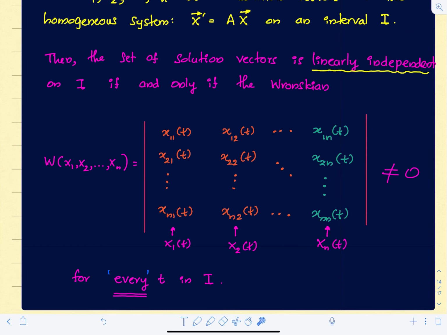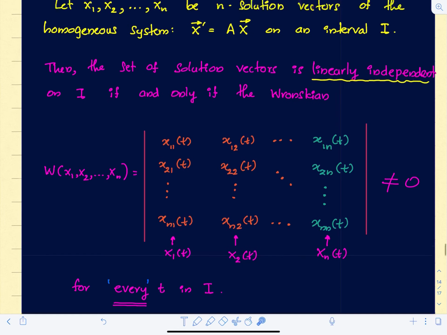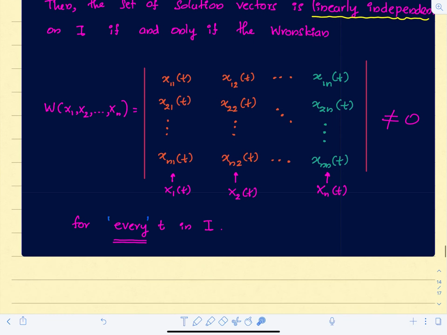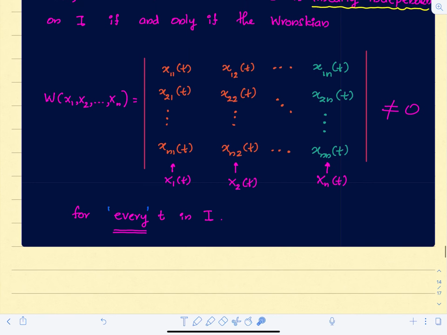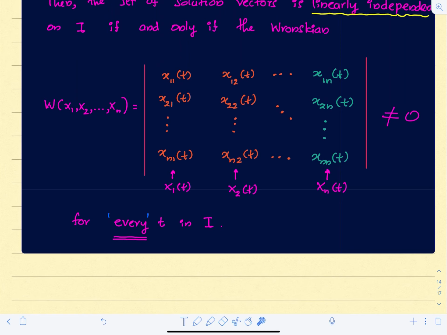Now how do we define the Wronskian? Well, we calculate the determinant of a matrix. In this matrix our first column is the solution vector x1, the second column is the solution vector x2, and so on. And if you calculate this determinant, and if this determinant does not equal 0 for all the t values, then your solution vectors are linearly independent.